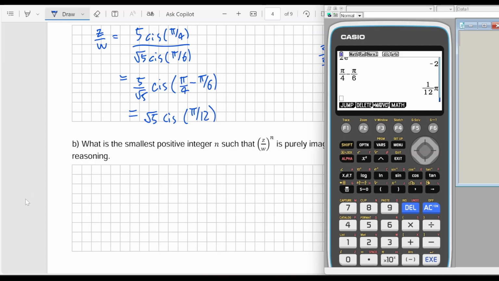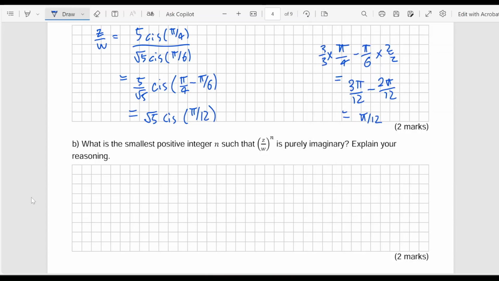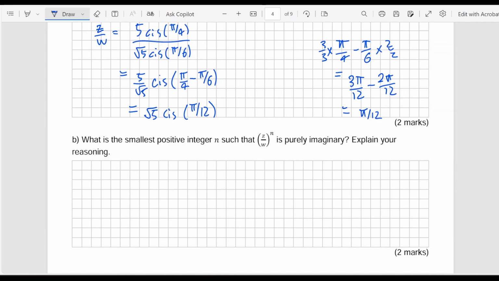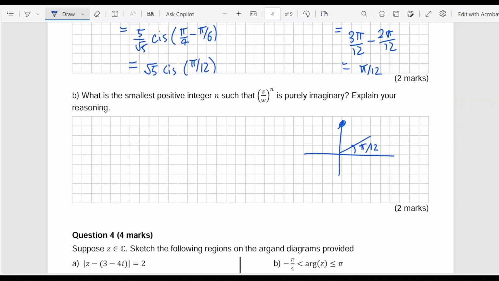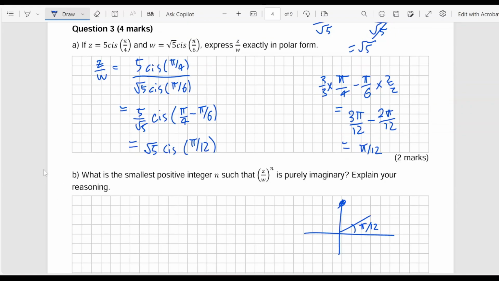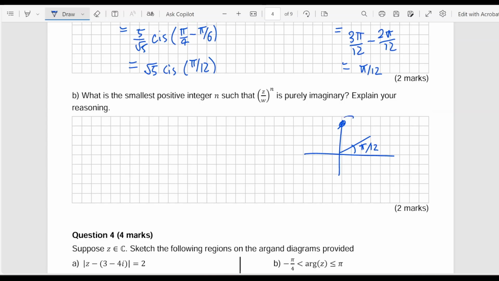Yeah, pi over 12. What's the smallest positive integer such that it's purely imaginary? So we've got this hanging out here at pi over 12, and ideally what we'd like is that it hits this imaginary axis here. So we want pi over 12 times something to give you pi over 2. That would be the angle. So that something is 6.